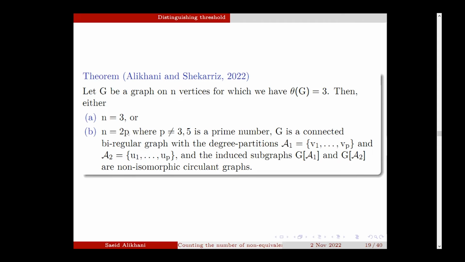either the order of the graph is 3, or the order is 2 times p, where p is a prime number which is not 3 and 5, and also G is a connected bi-regular graph with degree partition A1 and A2, and note that the subgraphs on A1 and A2 are non-isomorphic circulant graphs. So this theorem says something about graphs whose distinguishing threshold is equal to 3.